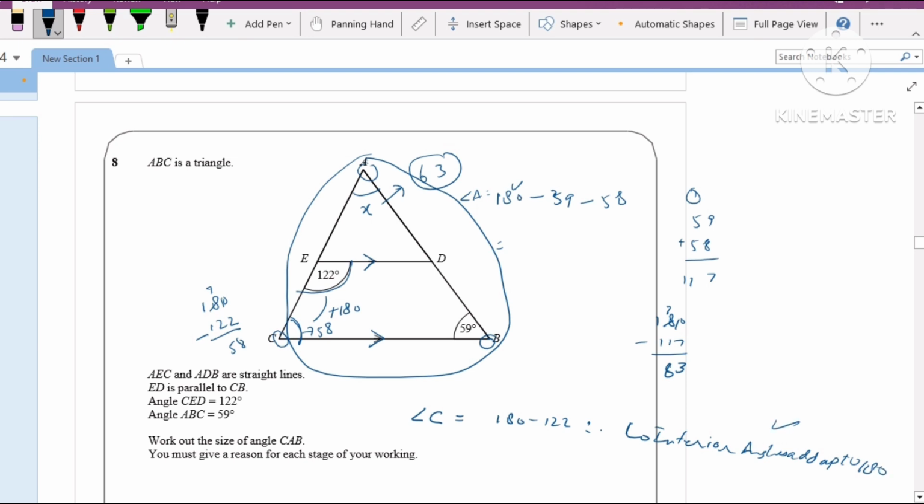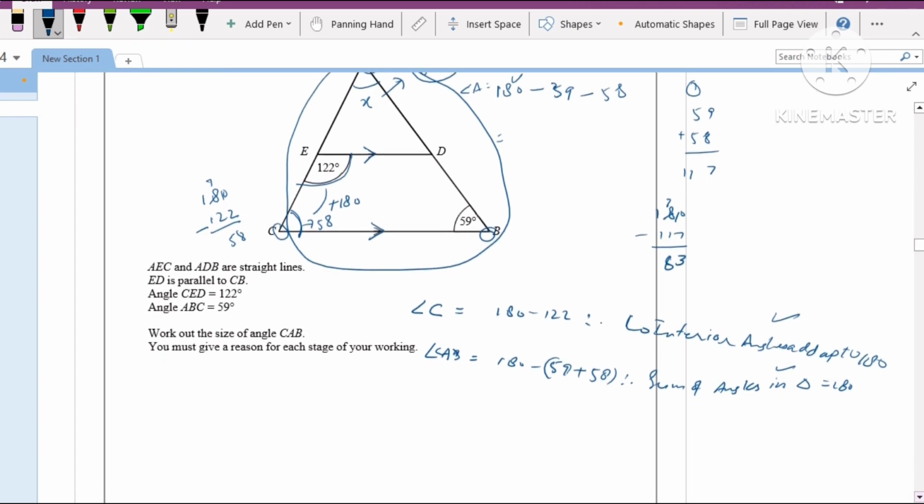And then when you are finding angle A, or CAB, angle A is equal to 180 minus 59 plus 58. So you will give the reason: sum of angles in a triangle is equal to 180. So this is the reason. You can give the reason with this question. You have to give the reason because it's mentioned that you have to give the reason.